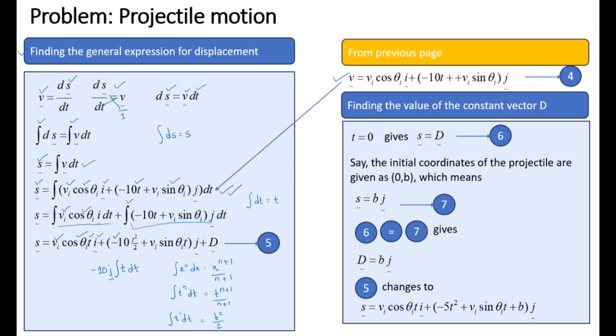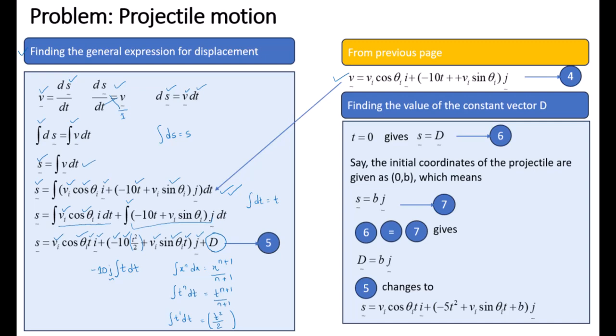It will be minus 10 and then j times t square by 2. And then integration of the third term, vi constant will be taken out, sine theta I will also be taken out, and integration of dt will be t, times j. And then there will also be a constant of integration d, which we have to find.